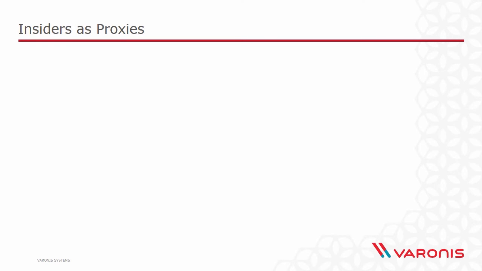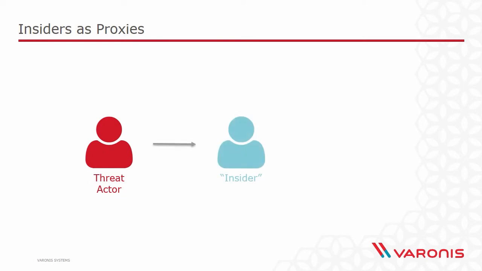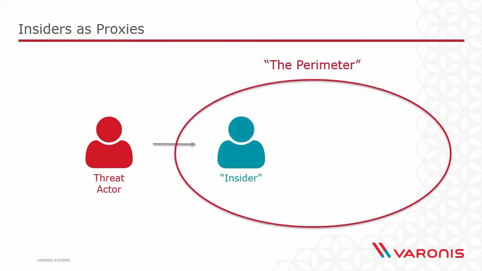Insiders are often used as proxies for outsiders. Let me show you what I mean. Let's imagine we have a threat actor, and in this case, what I mean by that is a malicious party who wants to cause harm to the organization in question. Now, this threat actor is external, so they're an outsider. But they're going to use an insider who exists within the perimeter of the organization to gain access to corporate assets. So in this case, the insider is actually the proxy.